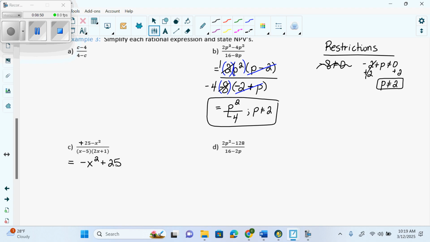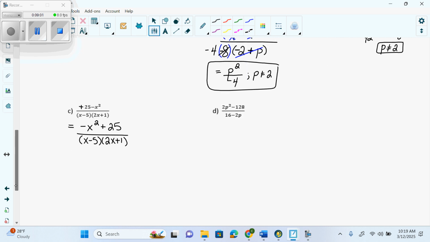But a difference of squares has a different sign in the middle, correct? So what would be better is to take a negative 1 out. So I get negative 1 times x squared minus 25 over x minus 5. Why are you switching places? It was 25 minus x squared, now you're saying x squared minus 25. Because I want an x minus 5, not a 5 minus x.